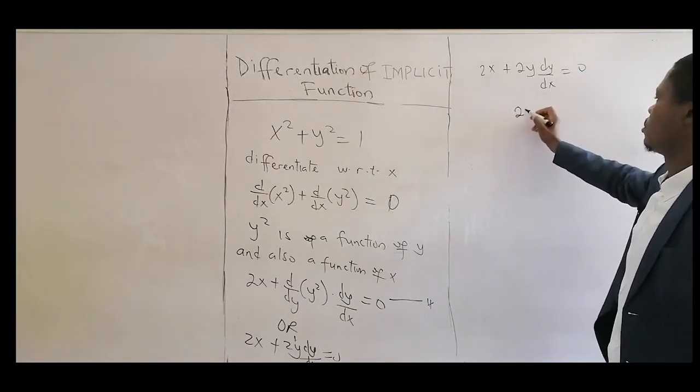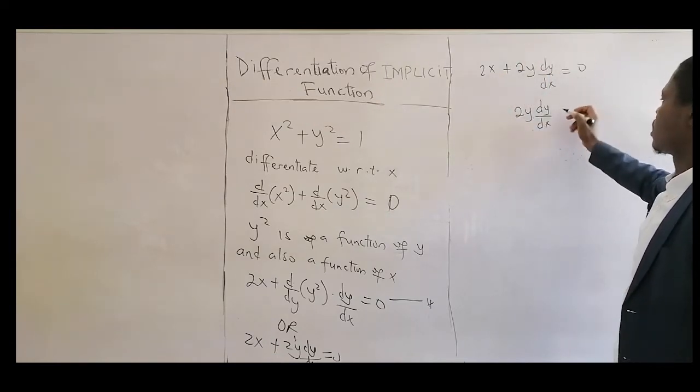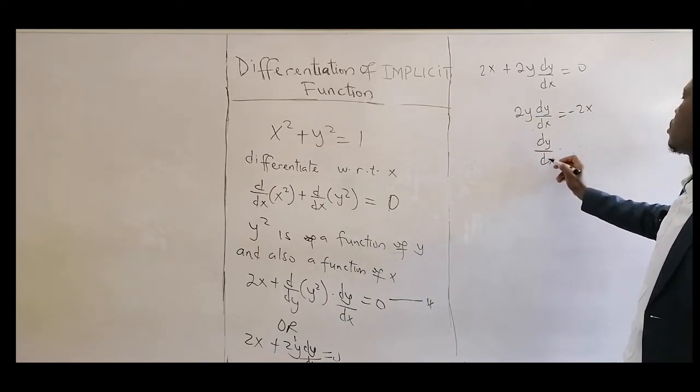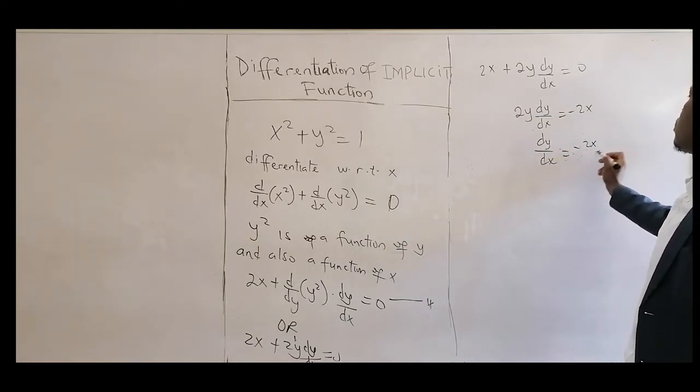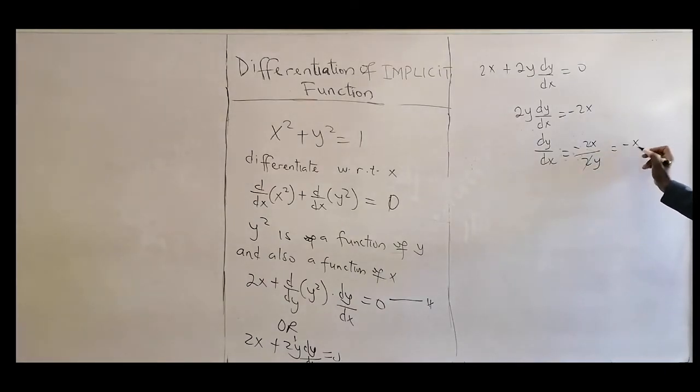Then you can make this one the subject by looking for the dy/dx. Move this one to the other side, and that's what? Minus 2x. So the dy/dx is what? Minus 2x over 2y. So 2 we cancel. We have minus x over y.